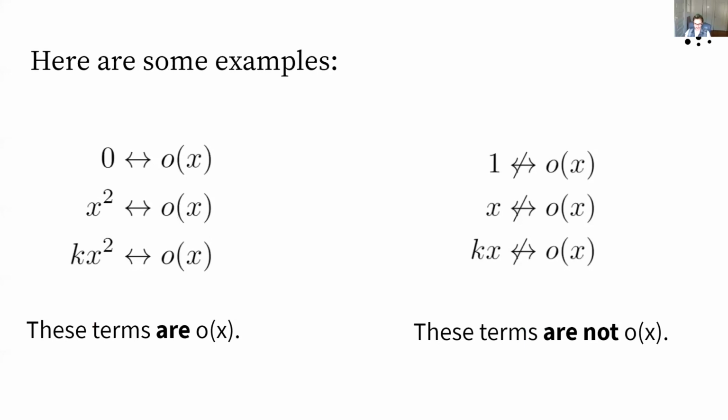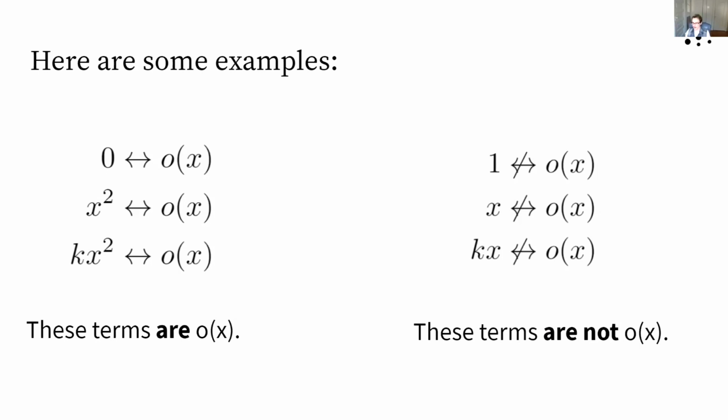So here's a couple of examples. 0 is going to be smaller than x. x squared is smaller than x. And any number times x squared is also smaller than x. So what that means is anytime we see any of these terms, anything that looks like this in an equation that we're writing, we can replace it with little o of x and continue.